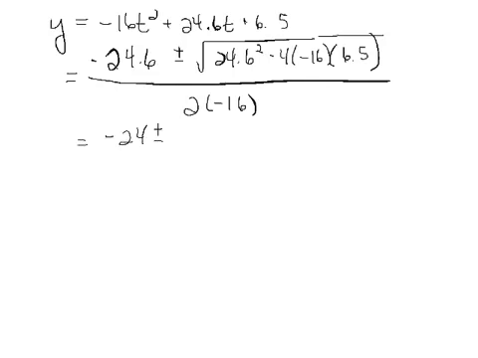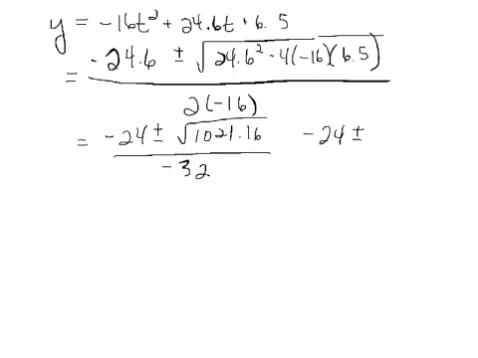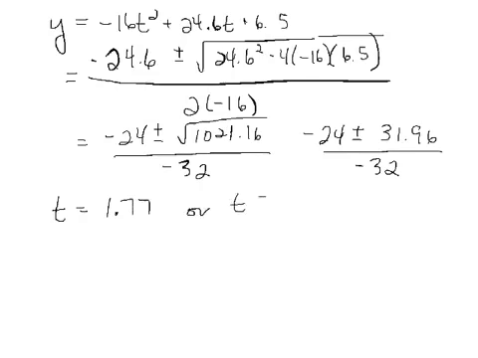Negative 24 plus or minus, do all of that math, I get 1021.16 over negative 32. That's approximately plus or minus 31.96 over negative 32. That gives me 2 answers. T is 1.77 or T is negative 0.23. Time cannot be negative, so we have that answer.